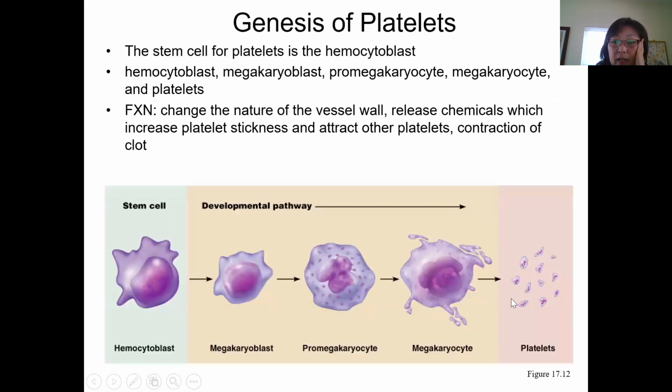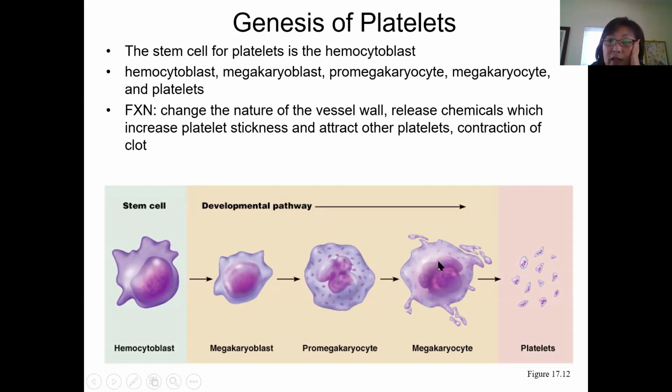Okay, platelets are made, again, from this stem cell, the hemocytoblast, right? It differentiates to become a megakaryocyte. This big cell is called a megakaryocyte, or megakaryoblast when it is young, and the megakaryocytes are the mature ones.